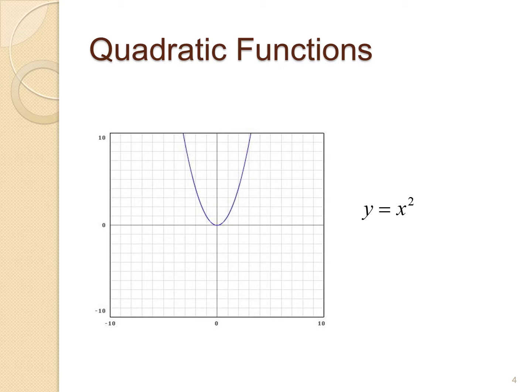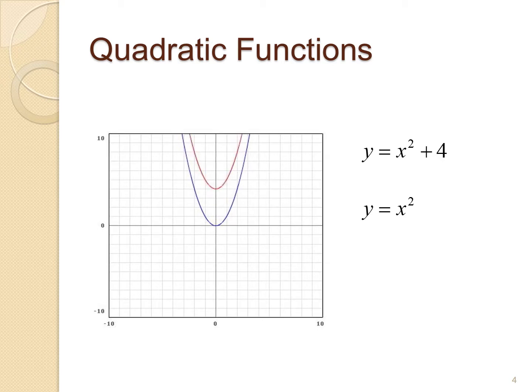And one way to think of this equation, even though it says y is equal to x squared, you can think of it as y is equal to x squared plus 0. That'll help us in just a second. Now, if we were trying to graph y is equal to x squared plus 4, that plus 4 is going to move the parabola up 4 spaces on the y-axis. So the green line would be graphed x squared plus 4.